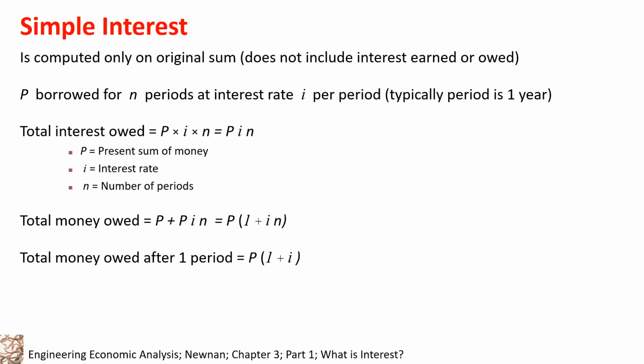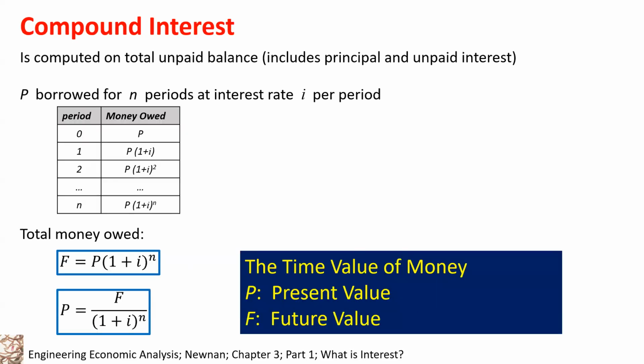Most of the time, the money that you borrow is not on a simple interest rate loan. Most of the time, it would be a compound interest. A compound interest is calculated on the total unpaid balance, which means that it will include not only the principal amount, but also the unpaid interest as well.